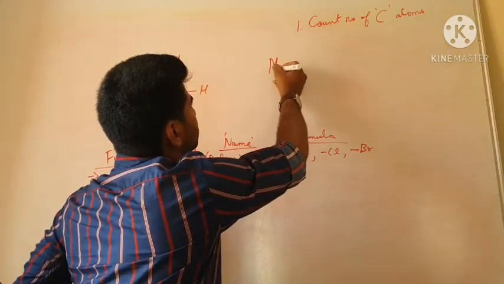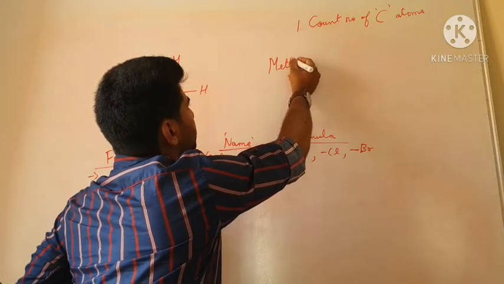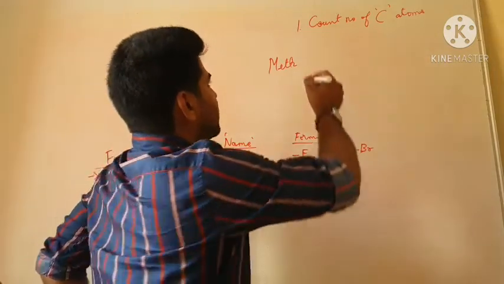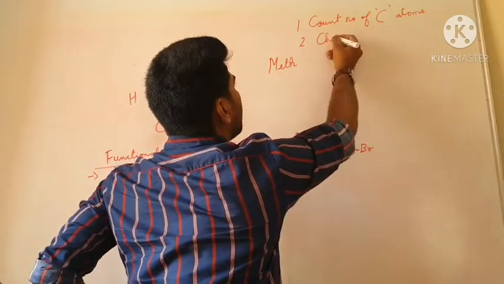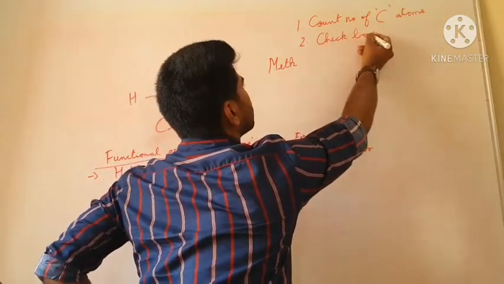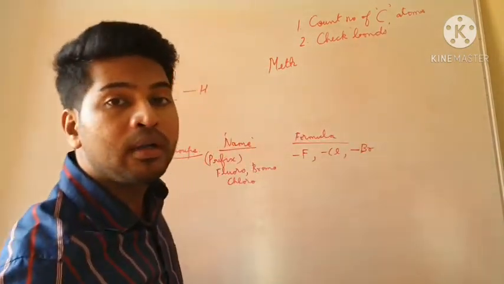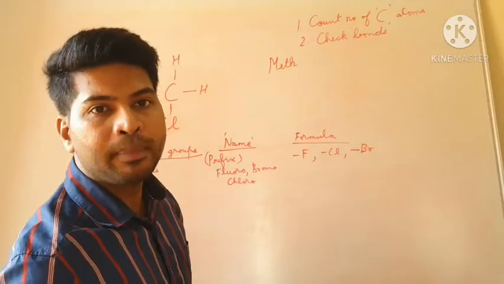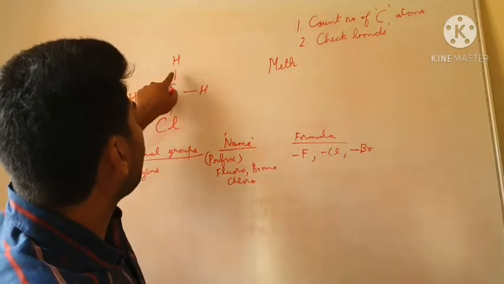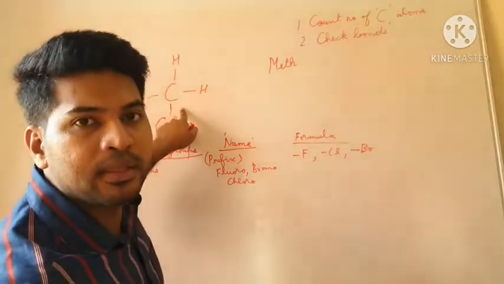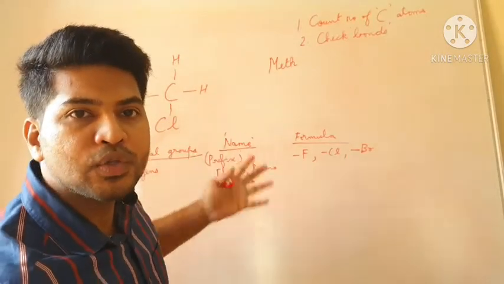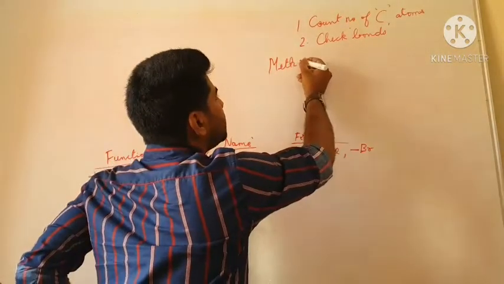Then check the bonds. What kind of bonds does it have? Is it single bond? Does it have double bond or triple bond? In this case, all the bonds are single bonds. Therefore, it is an alkane. So the name will end with the ane.